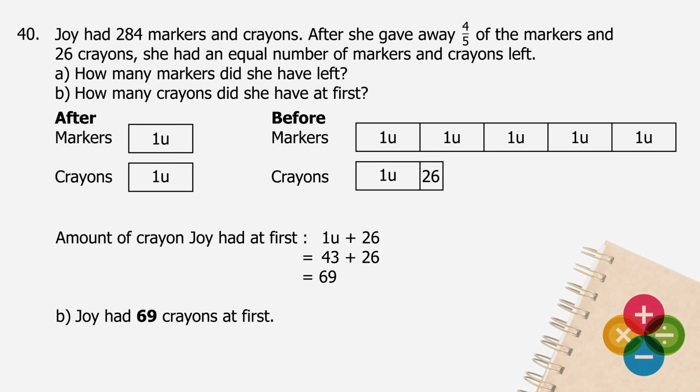The amount of crayons Joy had at first will be, add 1 unit to 26, which is equal to add 43 to 26, and the sum is 69. B. Joy had 69 crayons at first.